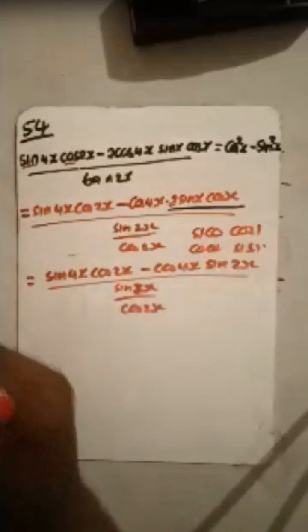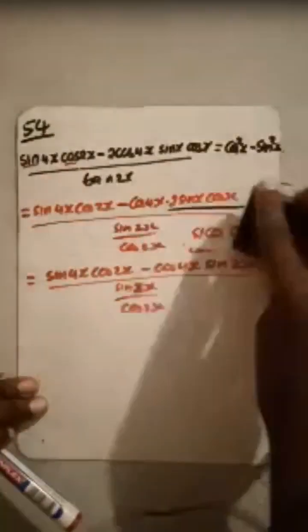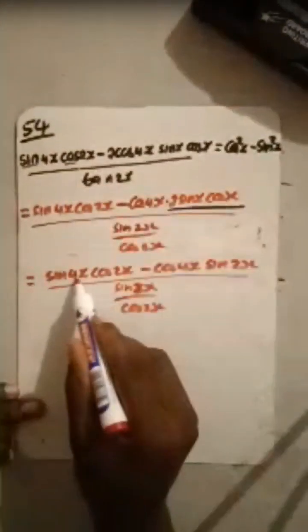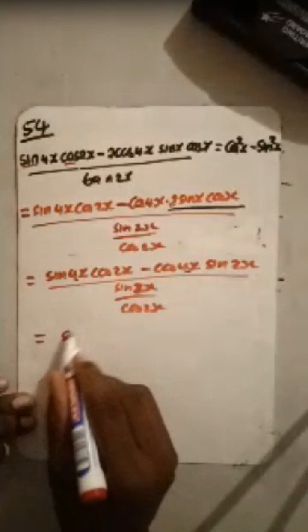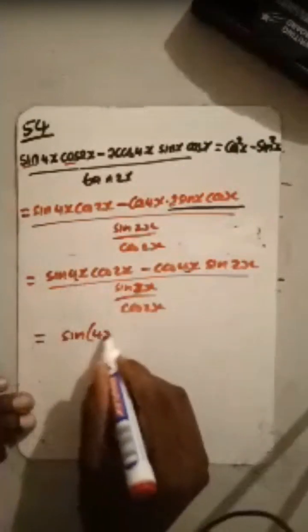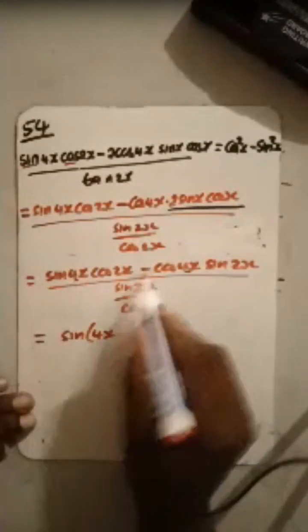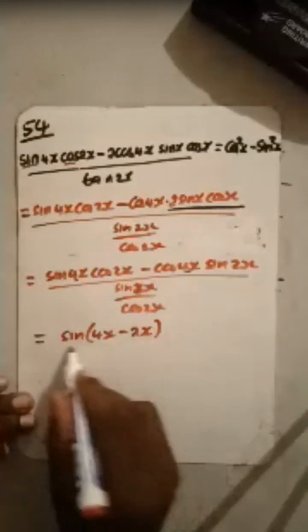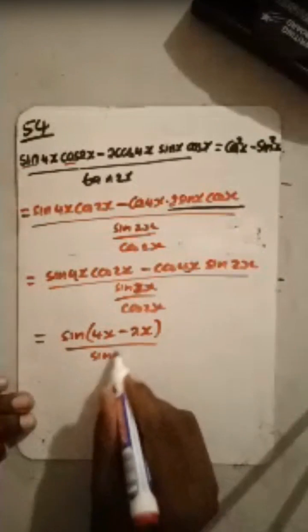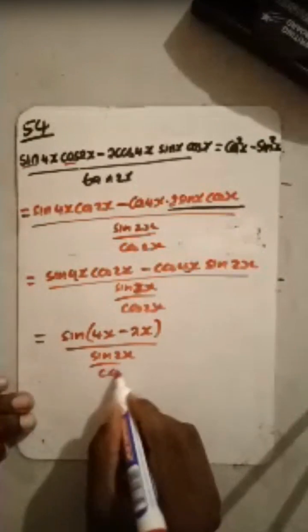Okay, so this is actually not interesting, right? So it means this one is from sine, and remember that the angles are the same on both sides. So this is going to be sine. We start with the first angle, 4x. Then here we have minus, sine is the same sign, minus 2x over sine 2x over cos 2x.